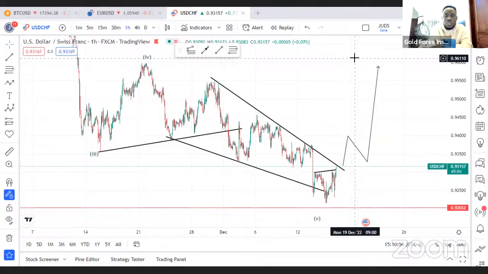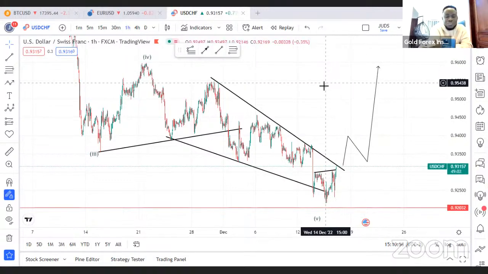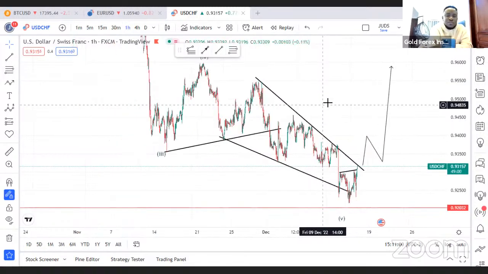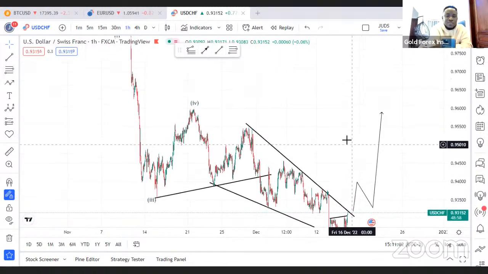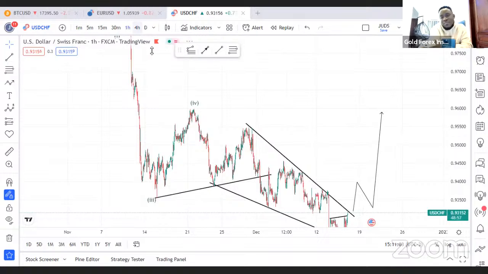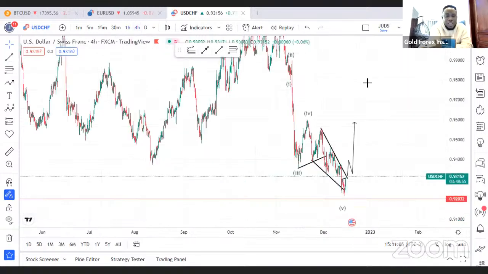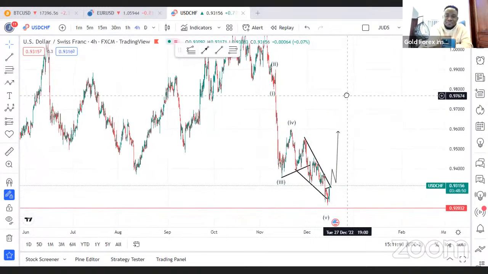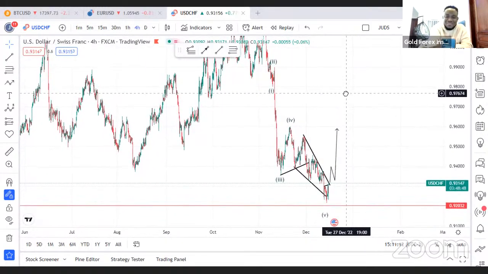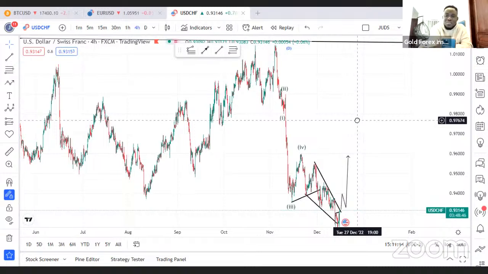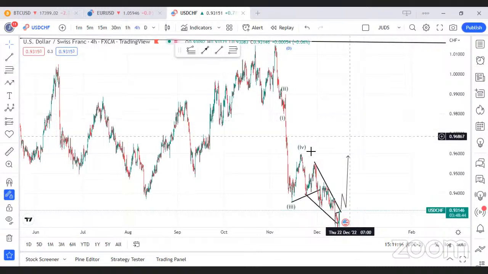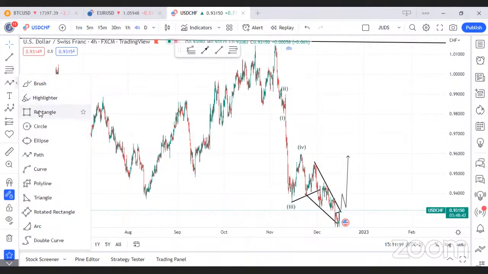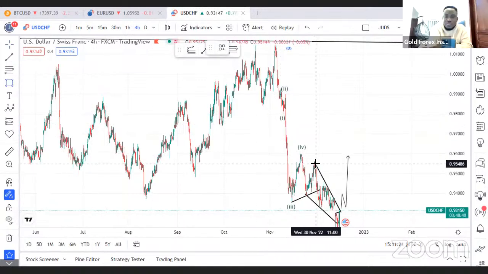Just want to see a break, just break. It's there. You can just break and you only target the top, the end of the diagonal. Yeah.